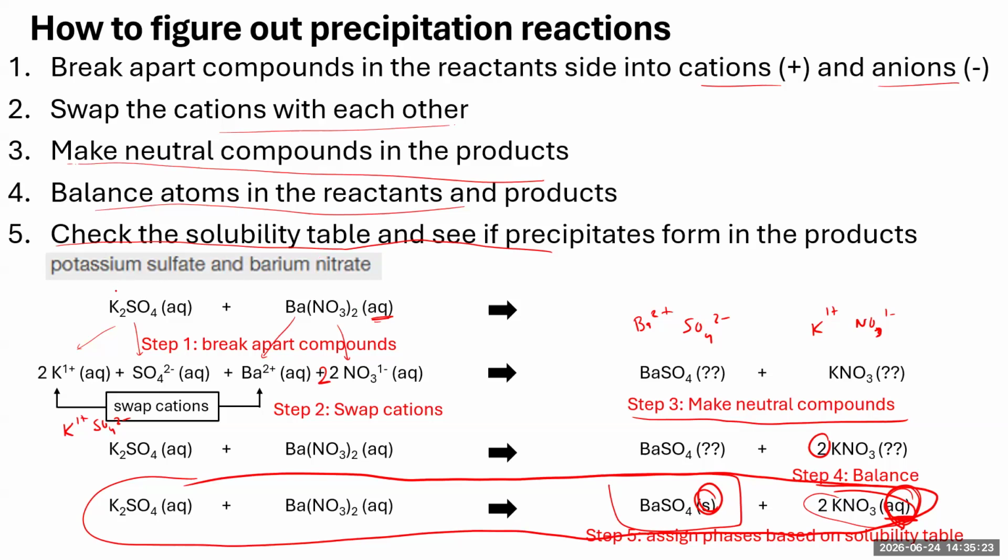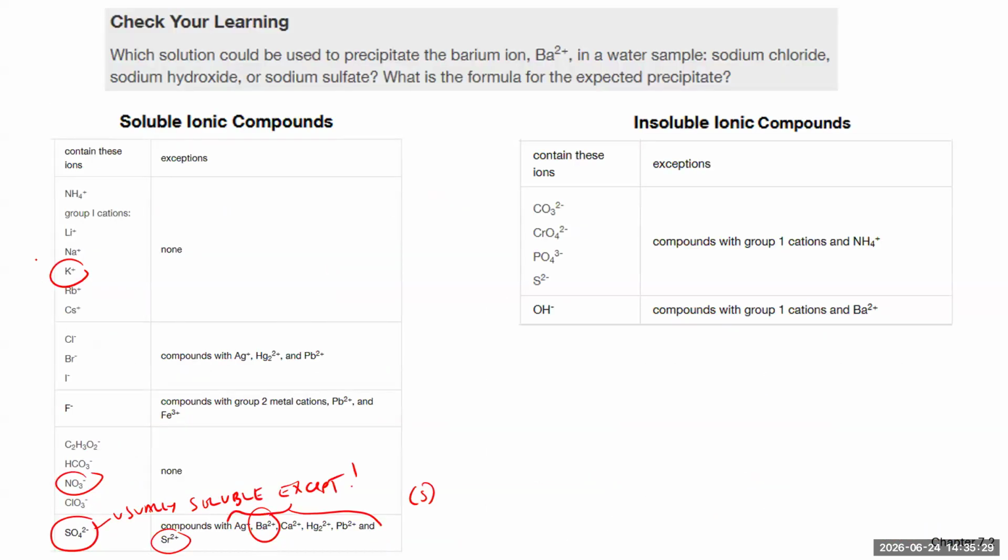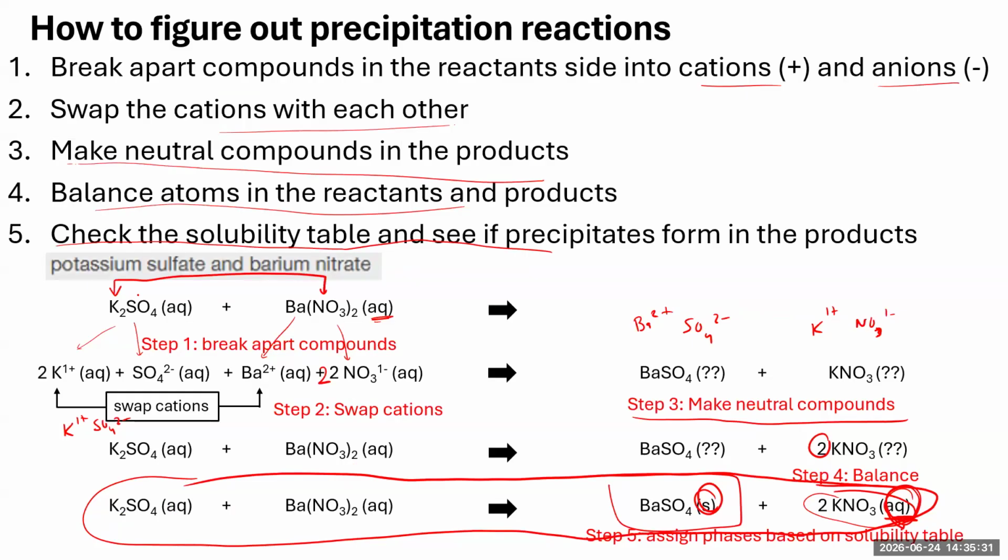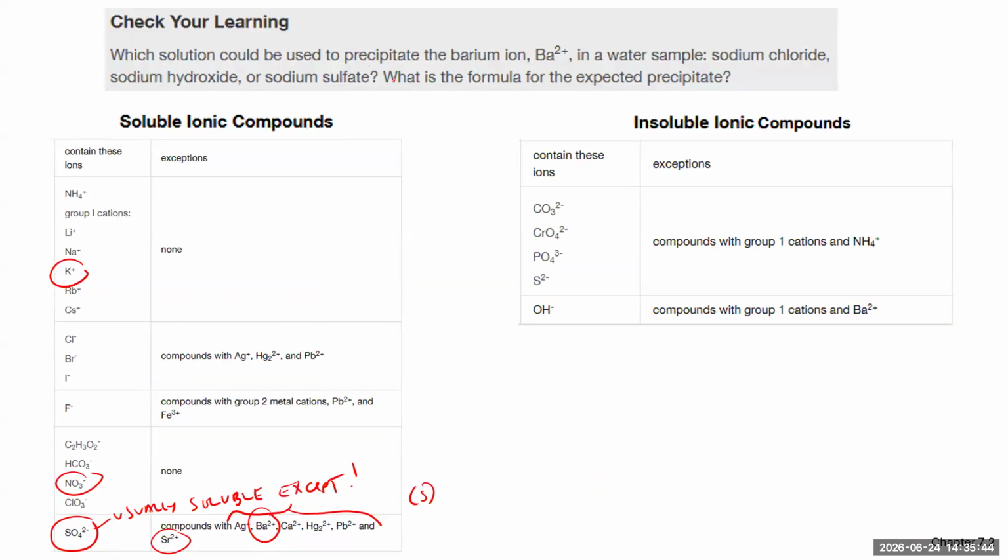The other combination is this potassium and this nitrate. Well, we checked it on the table. Nothing happened. The other combination that can happen is this sulfate and barium. And we check that on the table, and that can become a solid. All right.